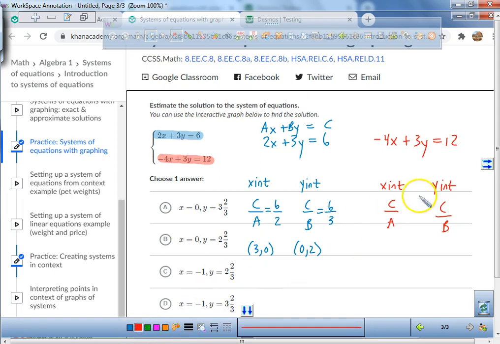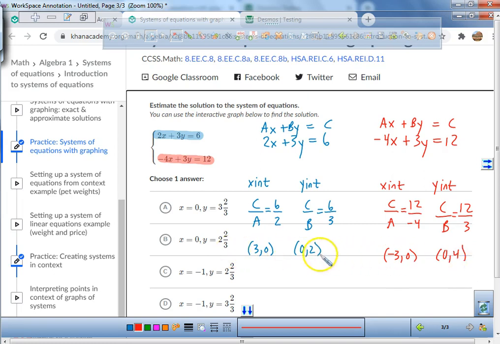Then I'll go over here to red. Once again, I'll write ax plus by equals c. Our c value is 12 in both circumstances, okay? Our a value is negative 4. Our b value is 3. 12 divided by negative 4 is negative 3. 12 divided by 3 is 4.